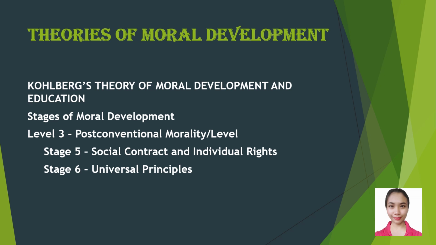So in social contract and individual rights, class, anyone or everyone can see or can say that laws can be changed. Like in my example earlier, if we see something wrong in those rules and regulations, we tend to change it because we see something wrong there. Okay, class. So, as I was saying earlier, in social contract, if we see something wrong in the rules that we are abiding by, we can change it.